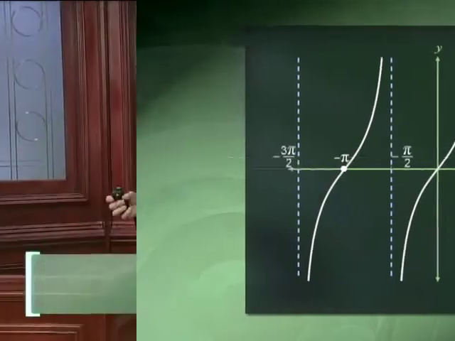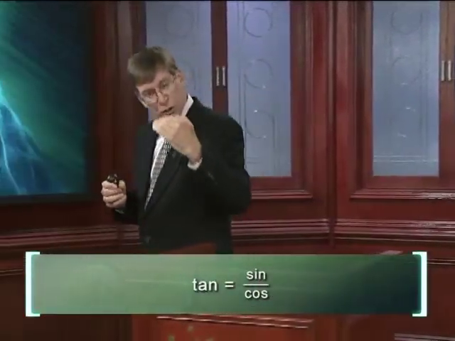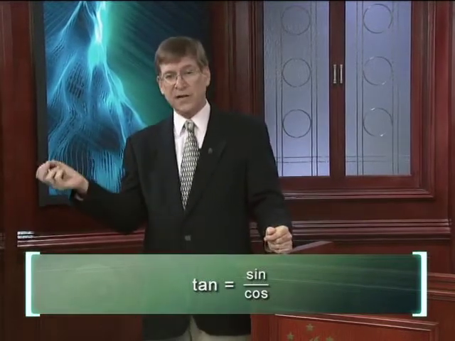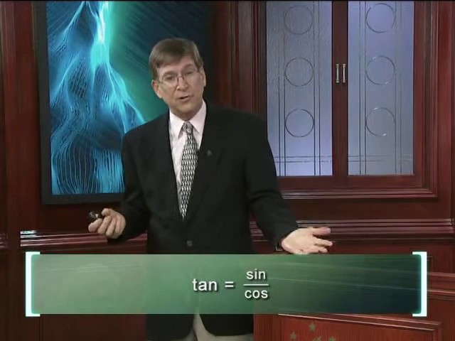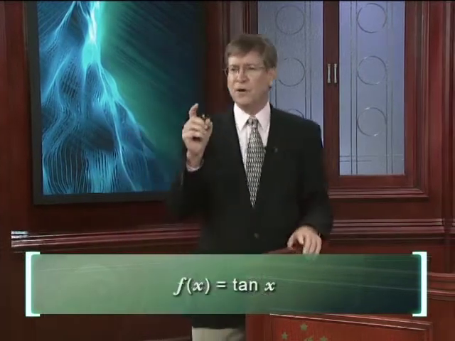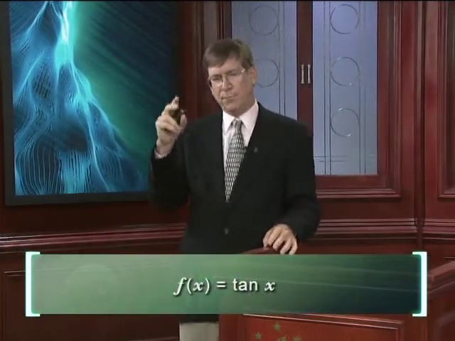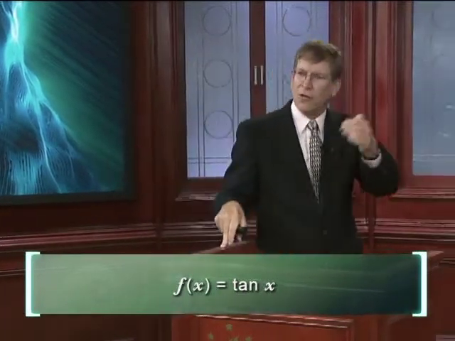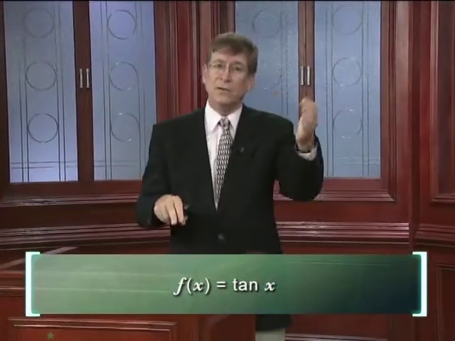The reason for that is, of course, that the tangent is sine over cosine, and cosine of pi over 2 or 3 pi over 2, etc., is 0, and you can't divide by 0 in mathematics. So this function is not continuous at pi over 2, 3 pi over 2, 5 pi over 2, etc., and then all the negative values too, minus 3 pi over 2, minus 5 pi over 2, etc. Well, why isn't it continuous there? It's not even defined there. It doesn't even exist at those points. You have no hope of being continuous if you aren't defined.